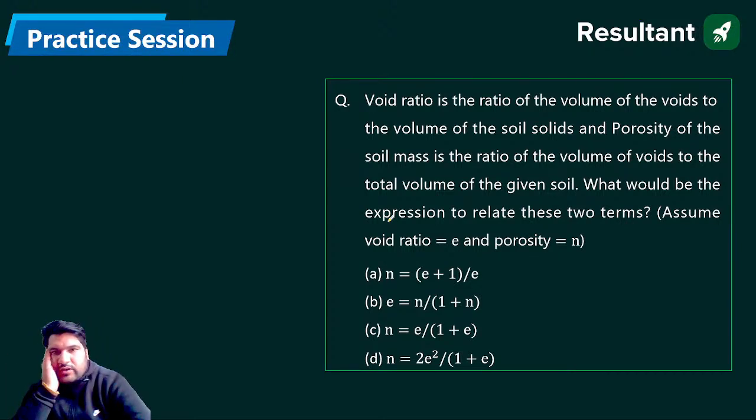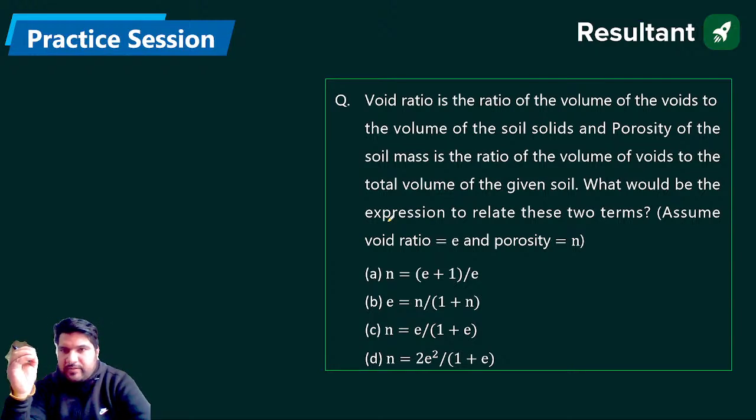Next question. Void ratio is the ratio of volume of void to the volume of the soil solids. And the porosity of the soil mass is the ratio of volume of void to the total volume of the given soil. What will be the expression relating these two? What is the correct relation?